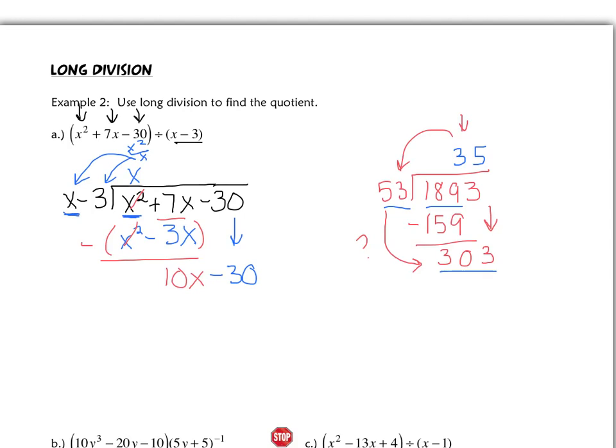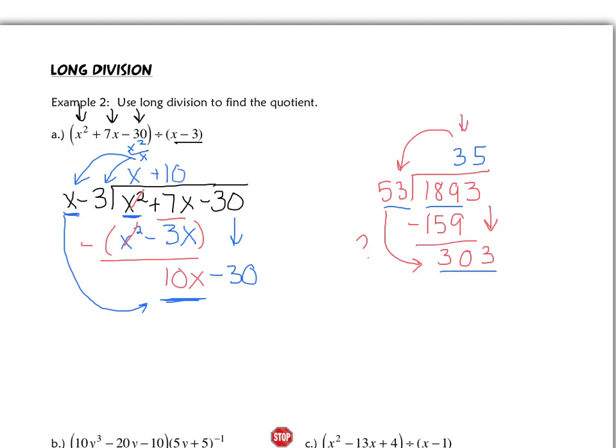So over here with our polynomials, same thing. You never look back to that original polynomial that was the dividend, that x squared plus 7x minus 30. You are now asking yourself, and you don't do the x minus 3, 10x divided by x, what would that give you? And that answer goes up top. Just like the 5 went up top, we're going to do 10x divided by x, and that answer would be plus 10.